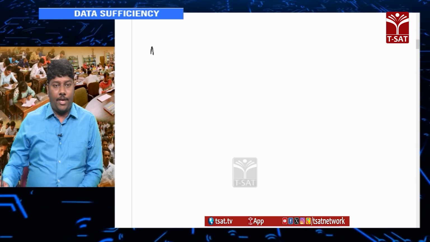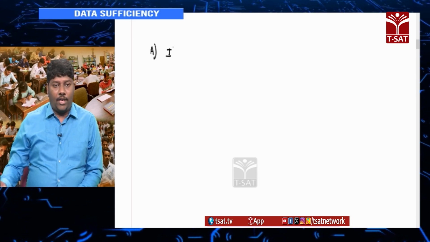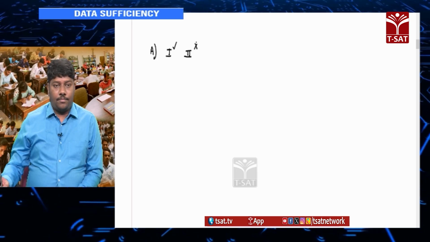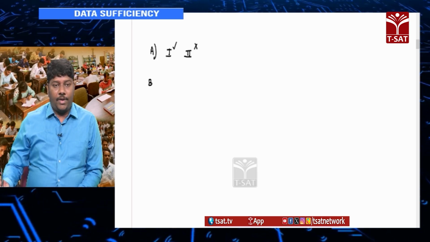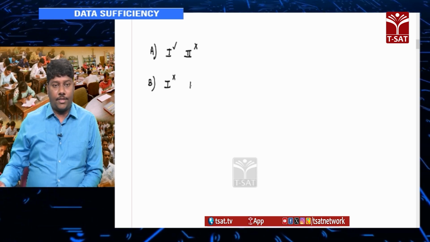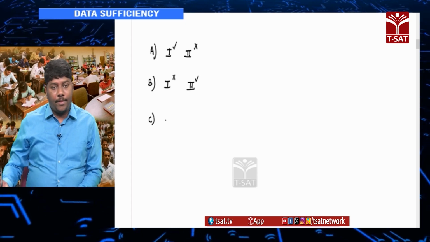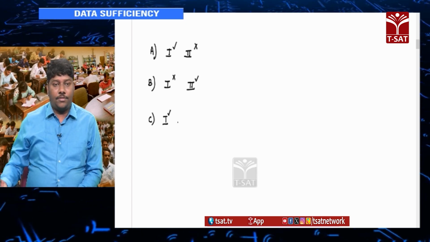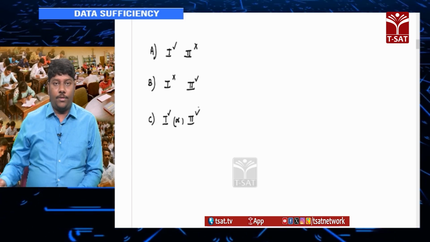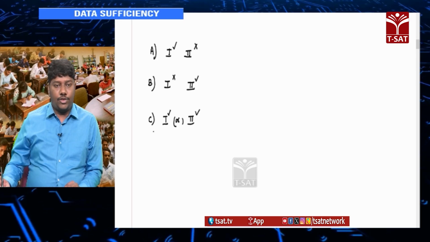We say option A, when statement 1 alone is sufficient but 2 is not sufficient. We say option B, when 1 is not sufficient but 2 is sufficient. We say option C, when 1 is sufficient or 2 is sufficient, individually both. You can answer by using 1, or else you can also answer by using 2.